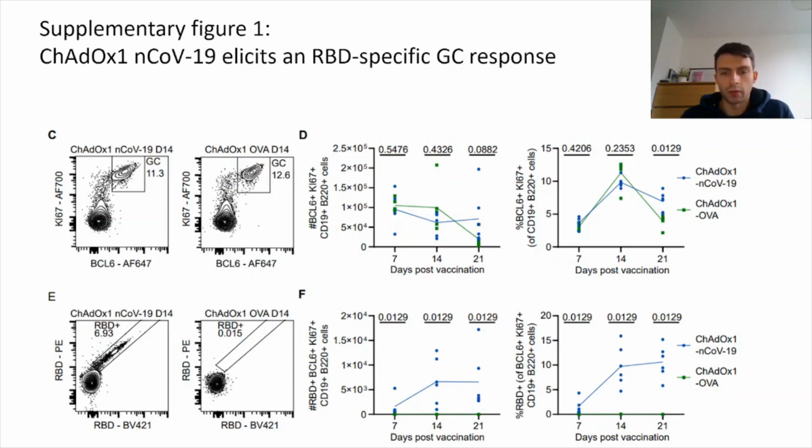So in the resultant graphs in F, you can see in blue the ChAdOx1 nCoV-19 immunized mice have a large number of RBD-specific germinal center B cells, and the green line at the bottom, there are no RBD-specific B cells or GC B cells generated by the ChAdOx1 over immunized mice.